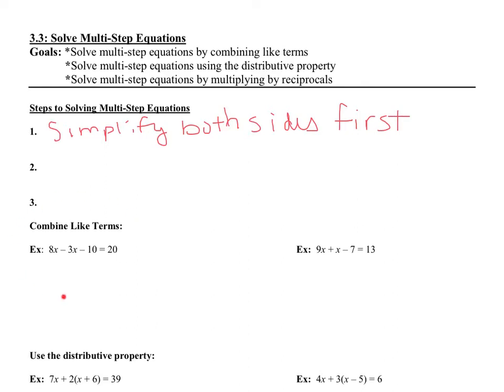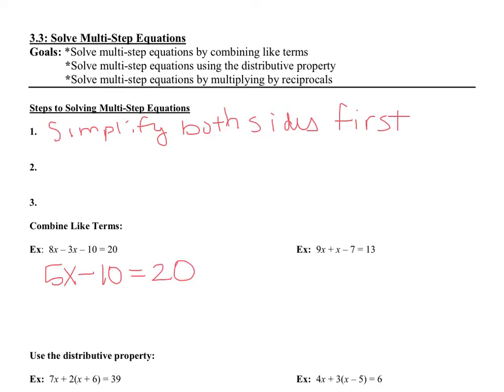So if you just look at the first example, if you were to cover up, say, the equals 20, and that didn't exist, if you look here, you have like terms. You have 8x and 3x. So the first thing that you could do is 8x minus 3x is 5x, and then you would just bring down your minus 10 and then your equals 20. That's what you want to do first.